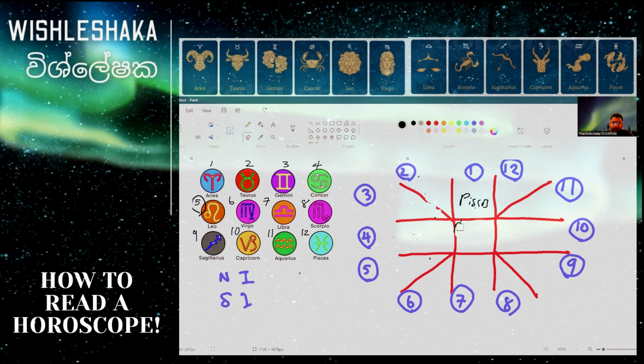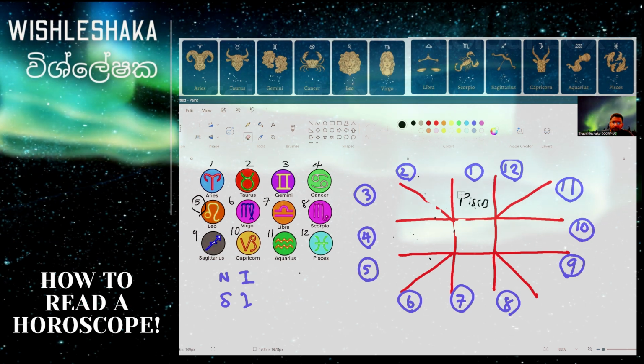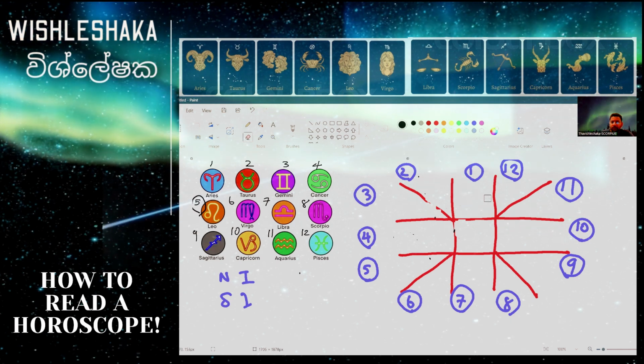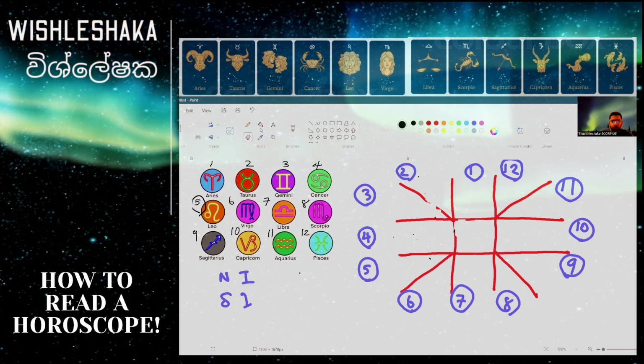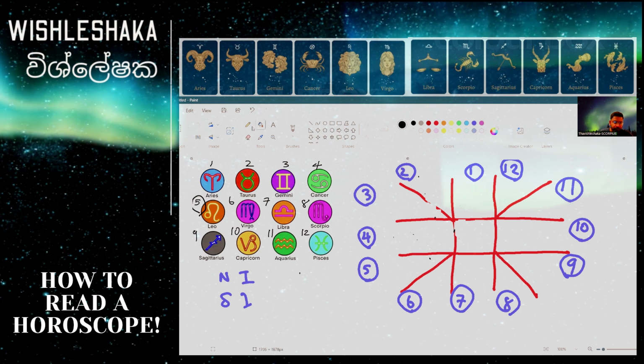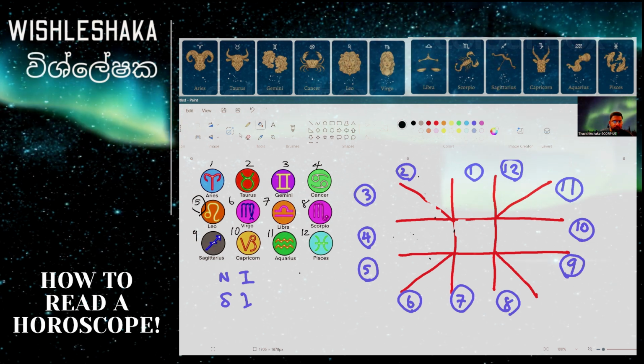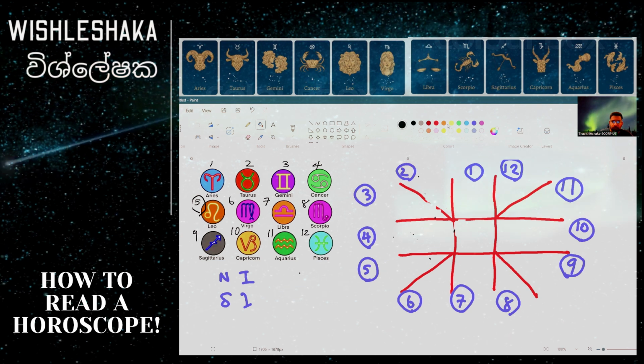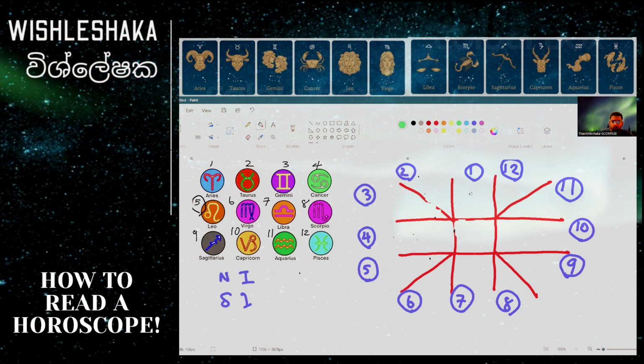So it's not a hard thing to do, right? Another thing, now I will draw some random horoscope. Let's say we can draw green.